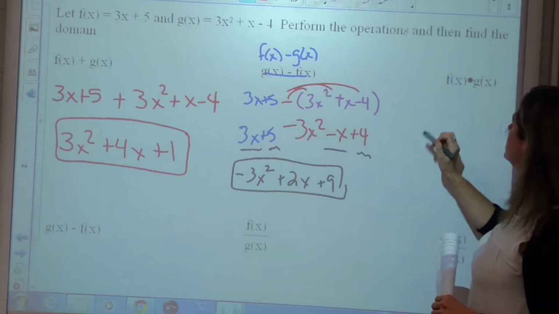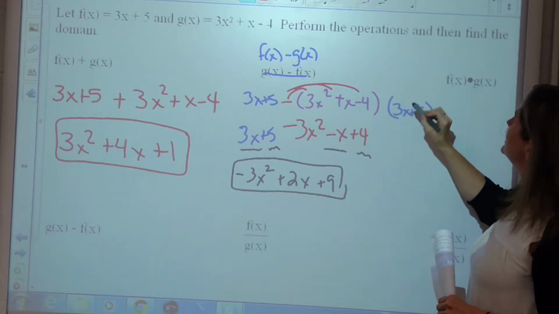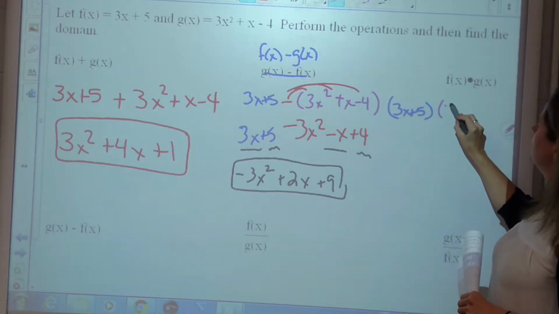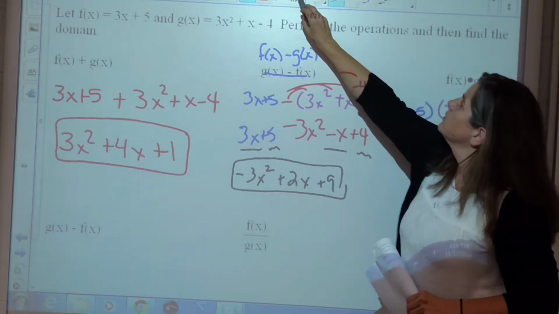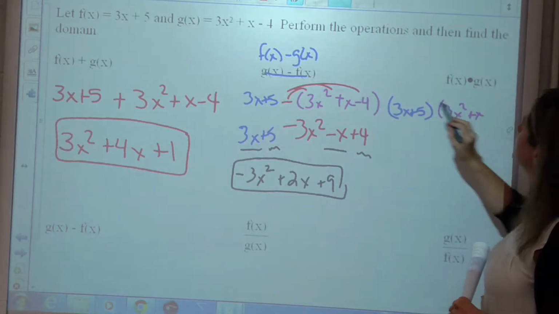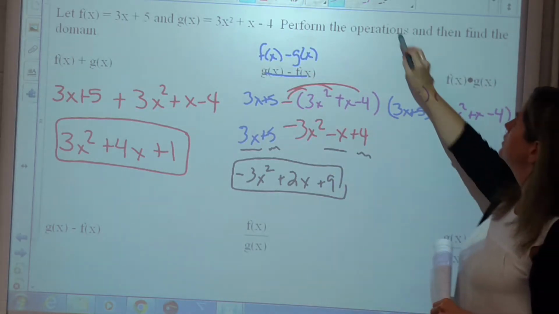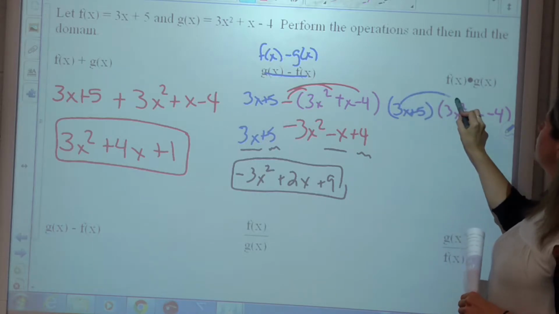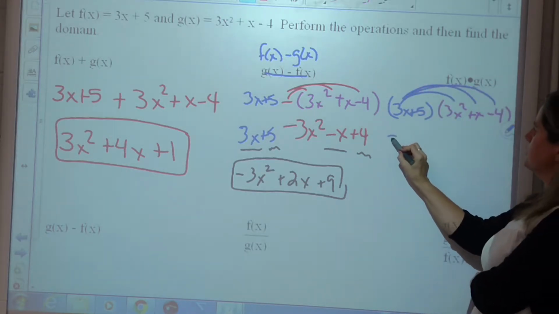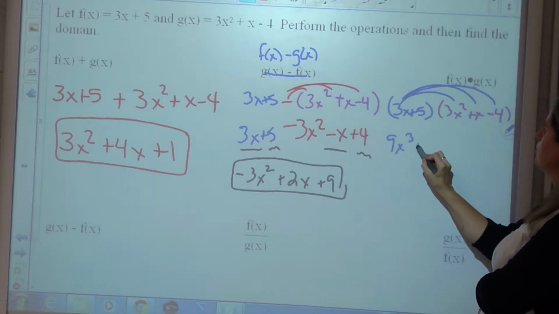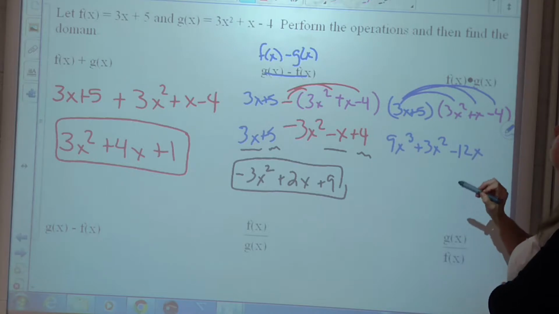On the product, we literally are going to do 3x plus 5 times 3x squared plus x minus 4. Let's try to write that correctly. And all you're doing here is distributing. So that 3x multiplies times each of the 3 terms. So that's going to be 9x cubed plus 3x squared minus 12x.